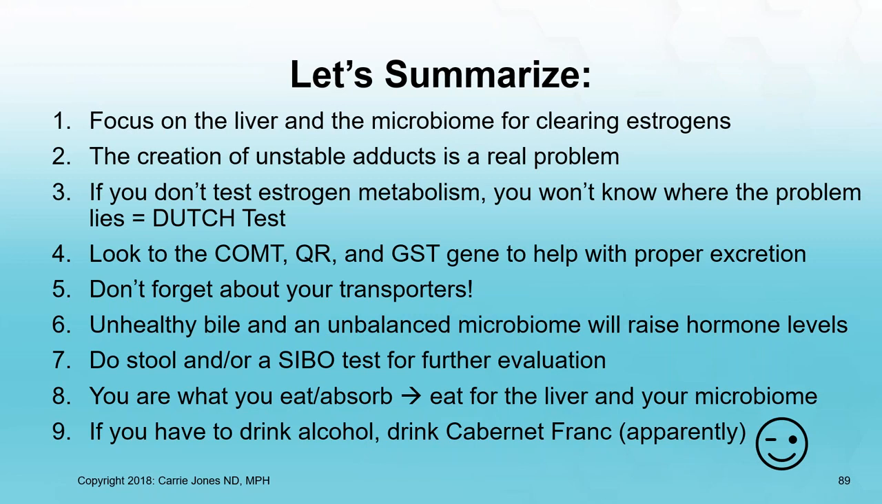We know phase 1 and phase 2 happen in the liver. Phase 3, when it comes to glucuronidation, beta-glucuronidase happens in the stool. So it's different areas, but all affect estrogen clearance. When it comes to the liver, the creation of unstable adducts is actually the real problem. And so you're trying to prevent or minimize cancer, estrogen-based cancers, work on all those things that help reduce unstable adducts. Again, remember, those are the wild childs.